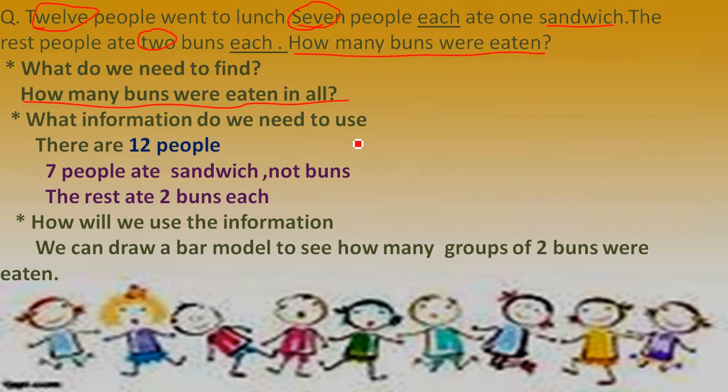What information do we need to use? That there are 12 people, 7 people ate sandwich, the rest ate 2 buns. So how will we use the information? We can draw a bar model to see how many groups of 2 buns were eaten.